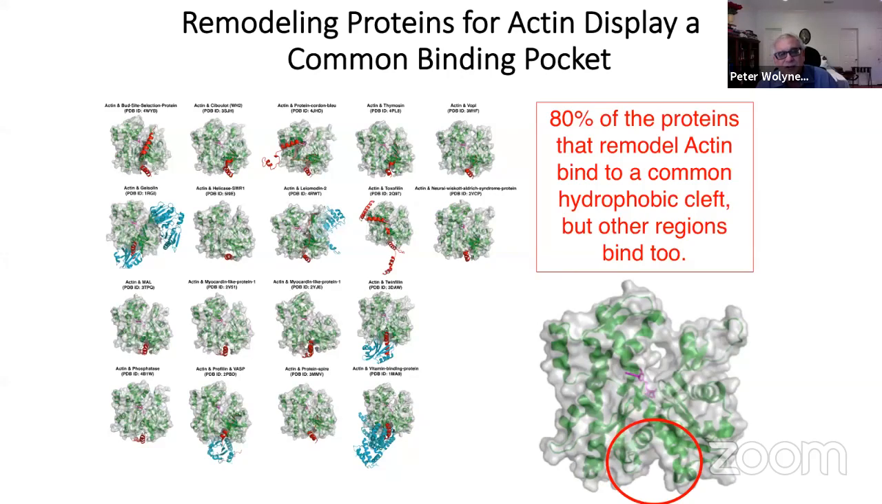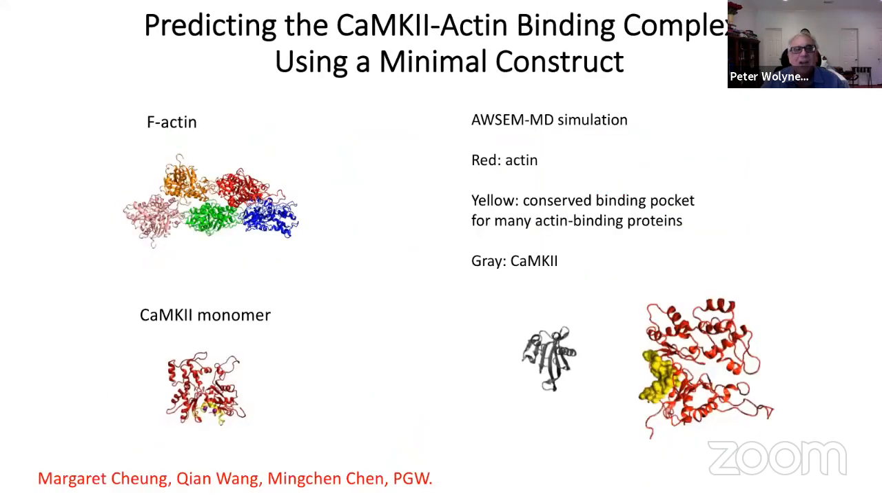And in many of these structures, not in all of them, but 80% of them, it turns out that the proteins that remodel actin all bind to a very certain cleft in the actin, which you see circled below. So one has a kind of idea of where the action might be. And as I said, in our current stage of simulation, any information you have that you could use to guide the molecular dynamics simulation helps a lot.